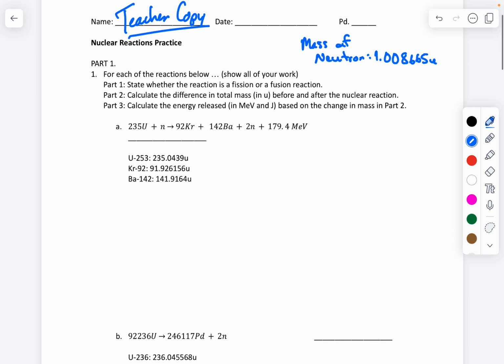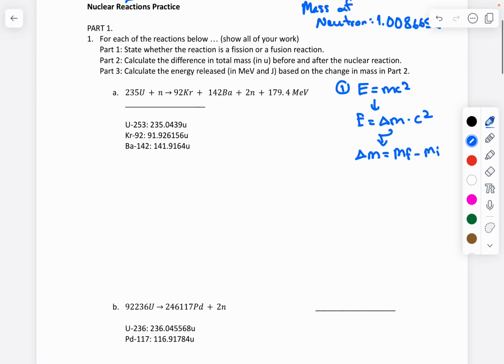So here's what you need to know. One, we're going to use this equation, E equals mc squared. Of course, we're not actually using this one. We're using a variation of it, where it's delta m times c squared instead, where delta m is essentially your final mass minus your initial mass. So this will be our initial mass, and this would be our final mass, and this is the answer.